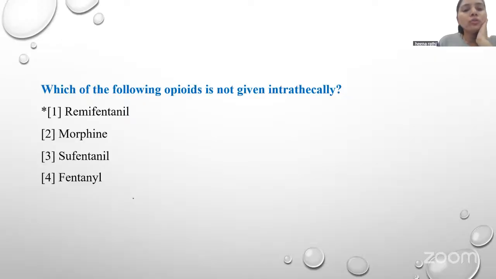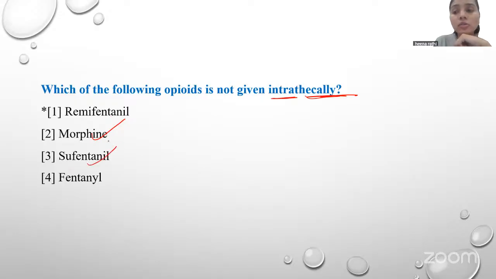Which of the following opioids are not given intrathecally? Intrathecally, which opioids cannot be given? Morphine can be given intrathecally, as you have seen some morphine addicts used to give the morphine shots by intrathecal administration.